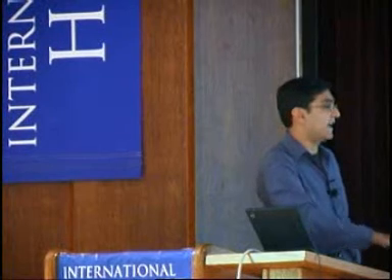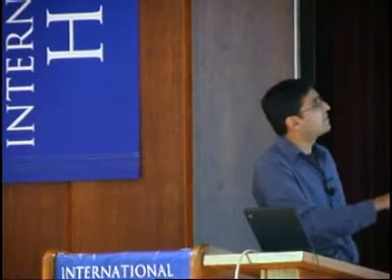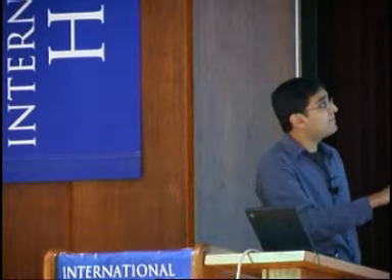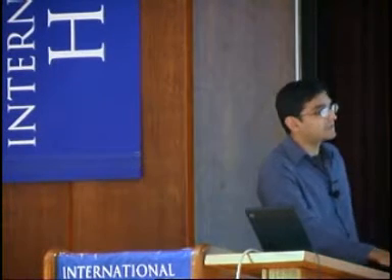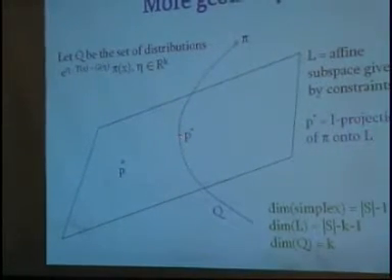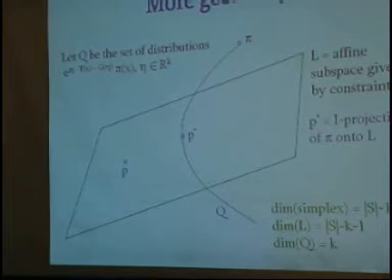Constraints I want to satisfy. Now, I know that the solution has to be of this form. So let me look at all distributions of that form. And that's going to be a curve like this. Okay? And now I find the one distribution of that form that actually satisfies these constraints. And that's the I projection. That's the projection of pi onto the affine subspace.